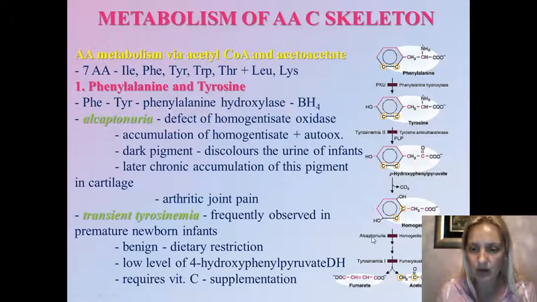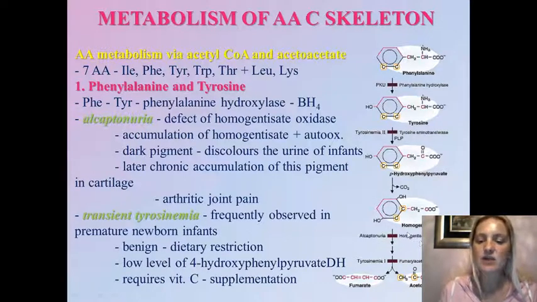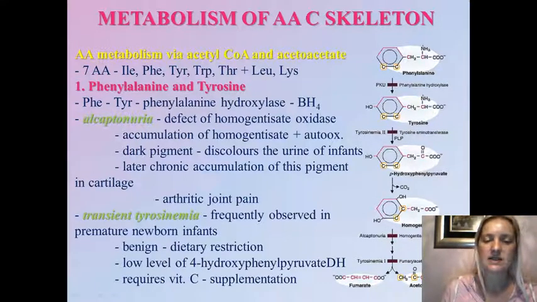Alkaptonuria, here we are. It is the defect of homogentisate oxidase, which yields the accumulation of homogentisate, which is subjected to autooxidation, forming a dark pigment which discolors the urine of infants. Later, chronic accumulation of this pigment in cartilage yields the formation of arthritic joint pain.